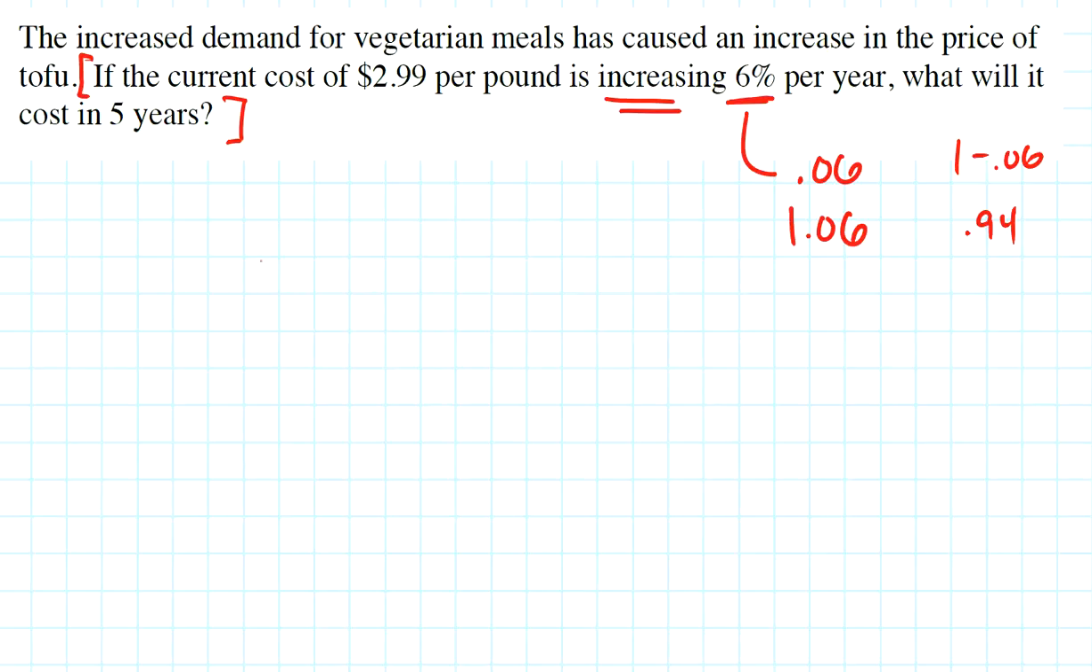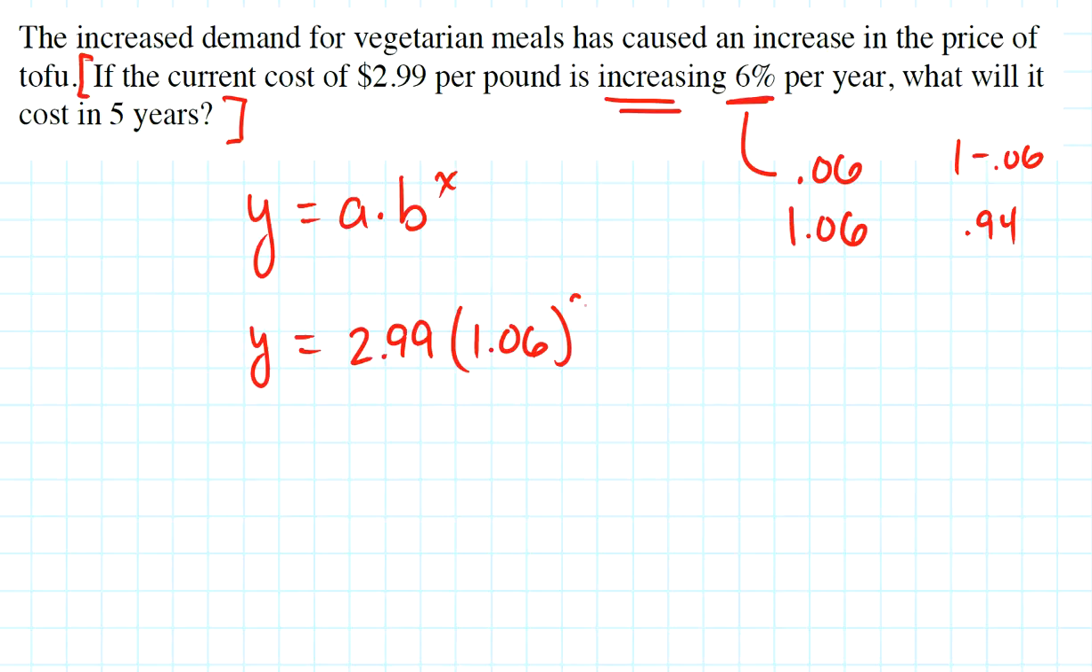Anyways, the general form of an exponential equation is y equals a times b to the x. That's what we've been using from our textbook. A is the amount we're starting with, and b is our multiplier. So for this particular problem, I could write y equals $2.99, that's what I'm starting at, times my multiplier of 1.06, and I'm raising that to a particular power of x. We want to know what this is after 5 years, and of course that's exactly the job of x, right? If I give it a value of x, that'll tell me y will be how much it costs per pound at x years.